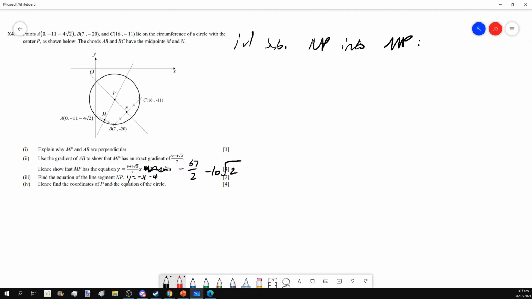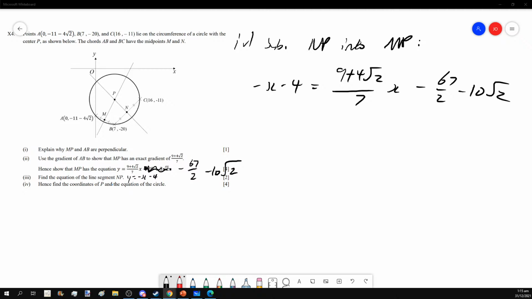Therefore, we should get negative x minus 4 equals 9 plus 4 root 2 over 7x minus 67 over 2 minus 10 root 2. Like so, this is what we will get. So once you have done the substitution, the game plan is going to be as follows. We will first solve for x.